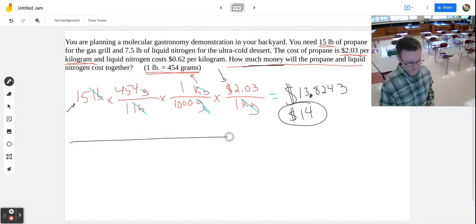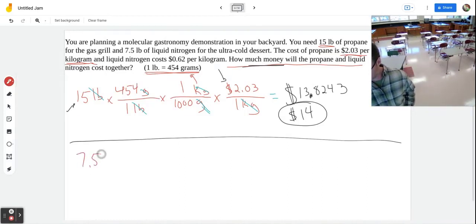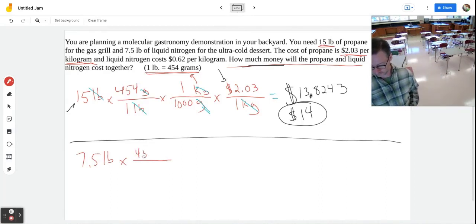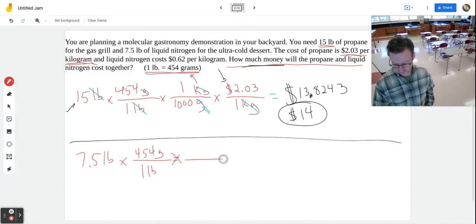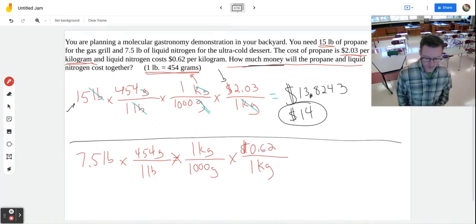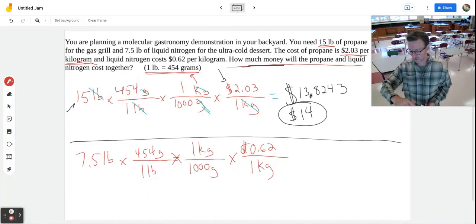Okay, so then part two is converting the liquid nitrogen. So we have 7.5 pounds of liquid nitrogen. We're going to follow the same steps. Need to convert pounds to grams. Okay, 454 grams per pound times 1 kilogram is 1,000 grams times the price, which for the liquid nitrogen we said was 62 cents per kilogram. So the way I like to do these, by the way, I kind of just gave the answer at the end of the calculations on the first row.